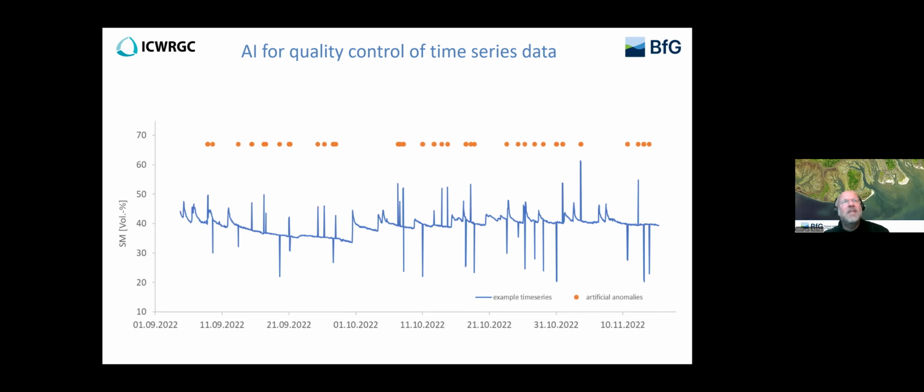So here you can see such a soil moisture time series. You can see these spikes and drops, and the orange dots are marking these added artificial anomalies, and in red you see these sudden spikes and drops, and in green you see the normal time series with a spike after a precipitation event and then a gradual decline of the time series after that, a drying period, and then the next precipitation event.